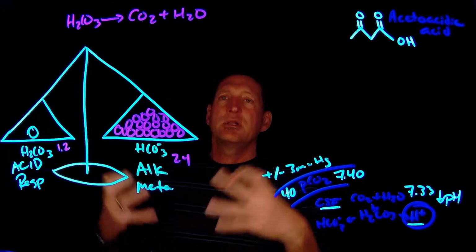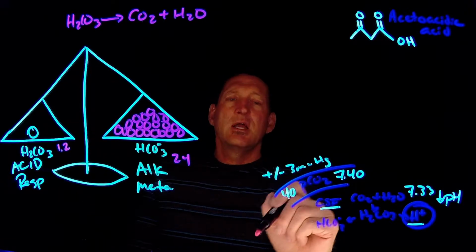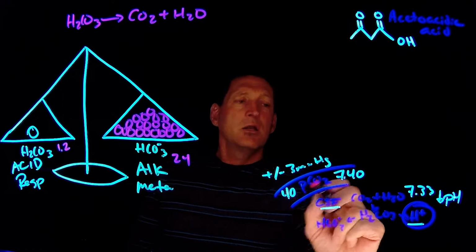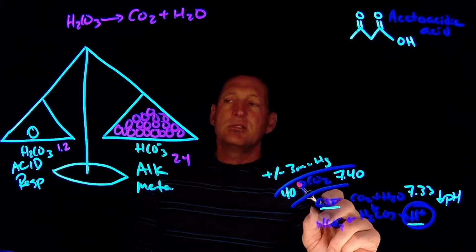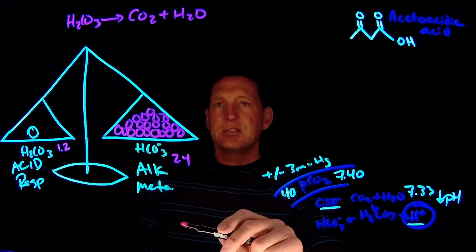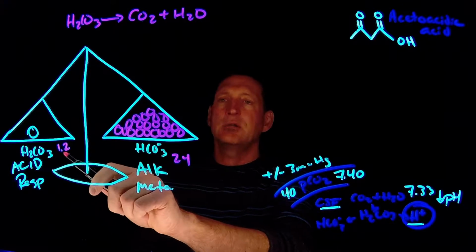As the bicarbonate levels increased, it actually started to make my blood more alkaline. And as the blood becomes more alkaline, what we want to do is make it more acidic. And so we're going to start to slow our breathing rate and retain that.